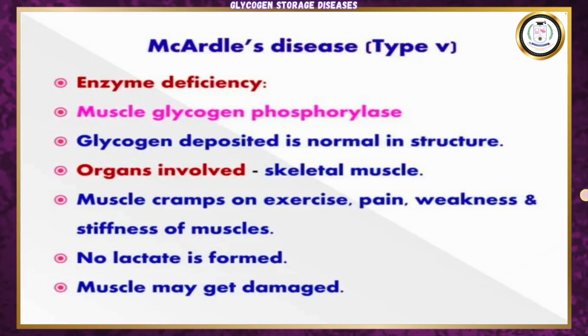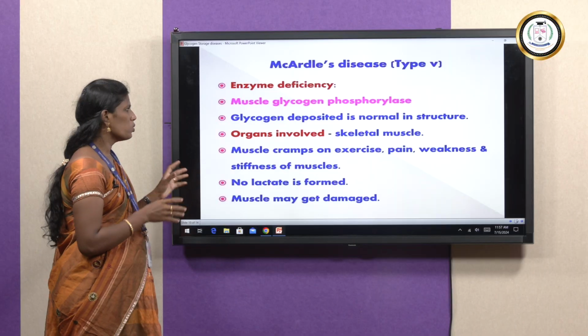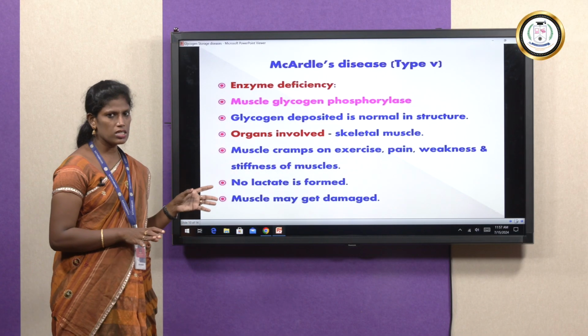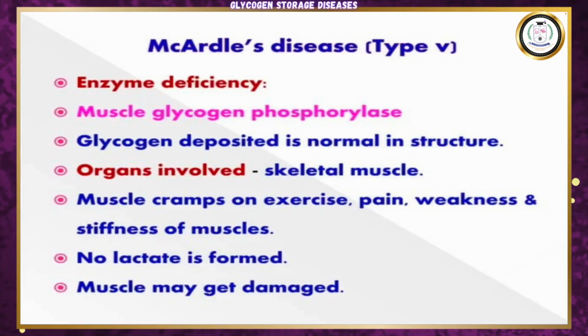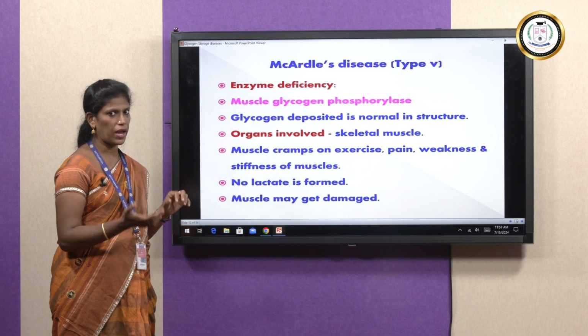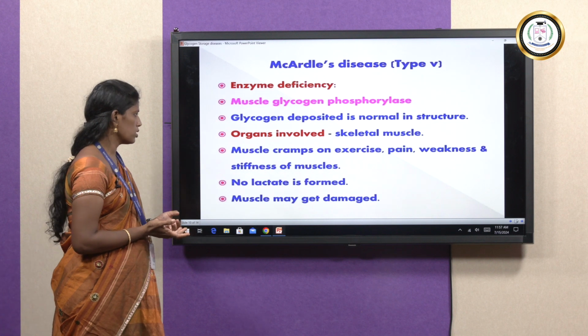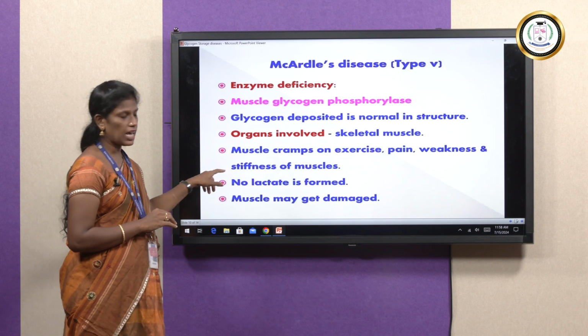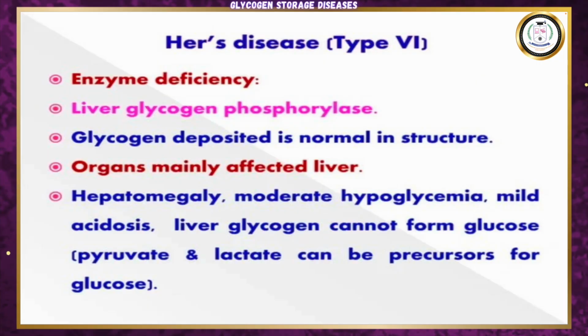Type 5 is also called McArdle disease. The main enzyme deficiency is muscle glycogen phosphorylase. The glycogen deposited is normal in structure. The main organ involved is skeletal muscle, which is why the name is muscle glycogen phosphorylase enzyme. The clinical manifestations are muscle cramps on exercise, pain, weakness and stiffness of muscle. No lactate is formed in this disease. Muscle may get damaged.